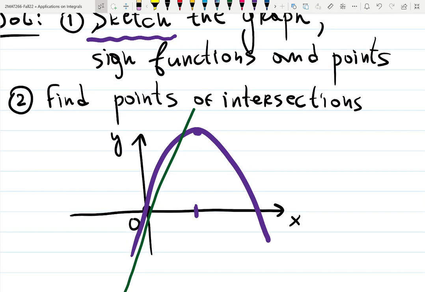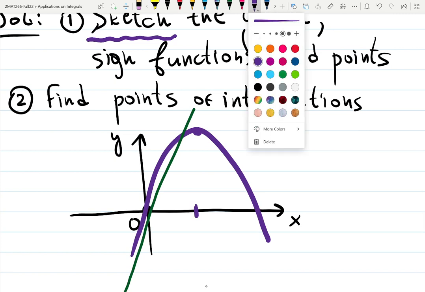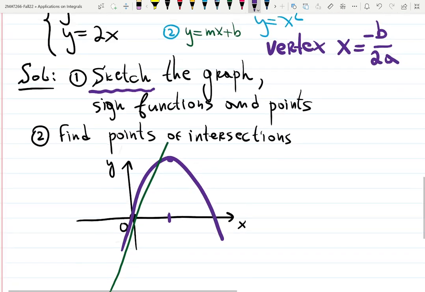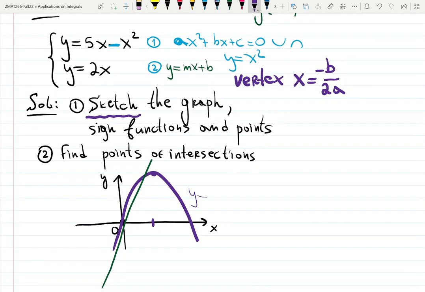So you see, I did not sign anything, and that's exactly what I told you. You're not supposed to forget to sign. I'm color coding, but if you don't, you better sign everything. The graph y equals 5x minus x squared, and then the green one is y equals 2x.